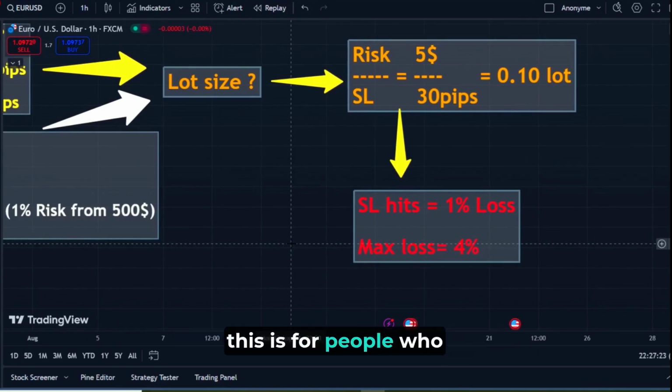Okay, this is for people who day trade, not scalp. Scalping allows a person to enter more than 4 trades because scalping typically yields small profits per trade.